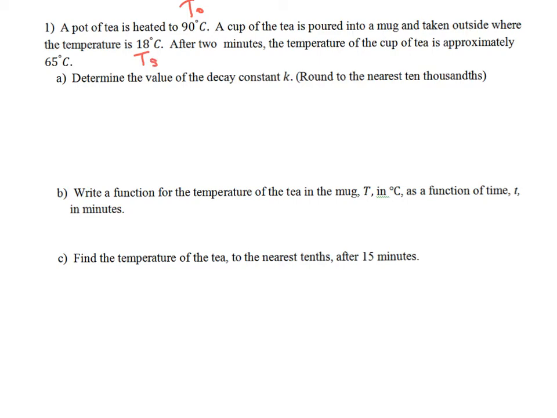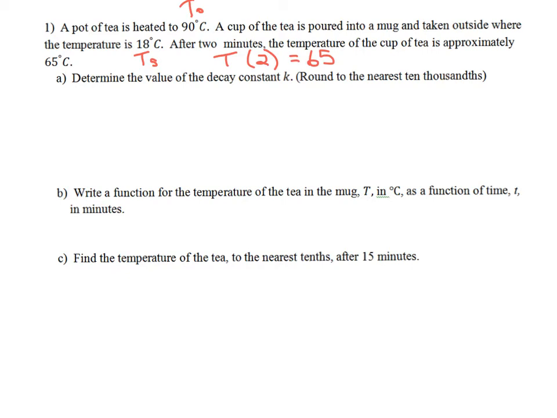Now we also have some information that after 2 minutes, the temperature of the cup of tea is 65 degrees. So that means my formula T of 2, the temperature of the tea at time 2, will be 65 degrees. And that's going to come into play in our problem as we solve for our decay constant K.